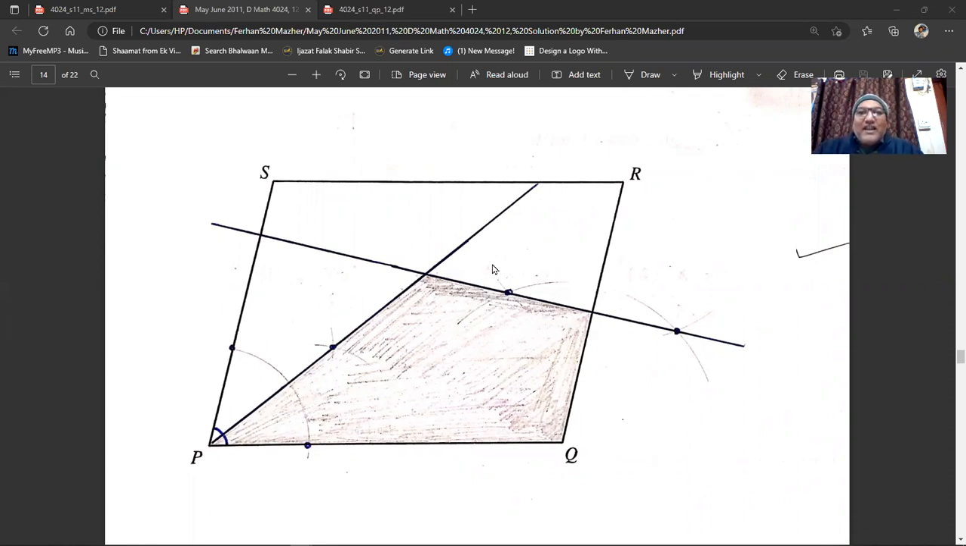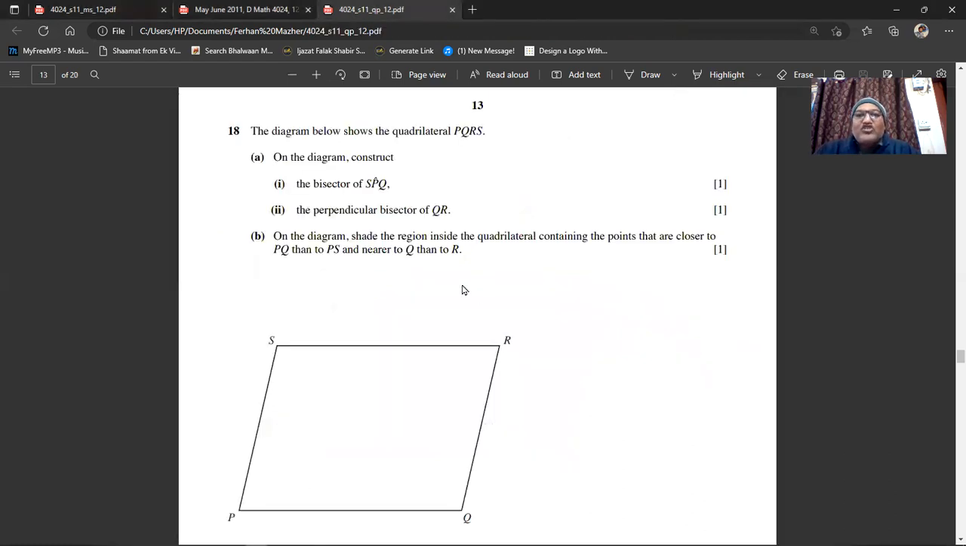I will take R as the center and the compass will be opened as it was opened when you drew arcs from Q. So I will draw an arc here. I will draw an arc here. So I will join this point of intersection of the arcs and this point of intersection of the arcs with each other, and I will draw this line. This is the perpendicular bisector of the QR. So that was their question.